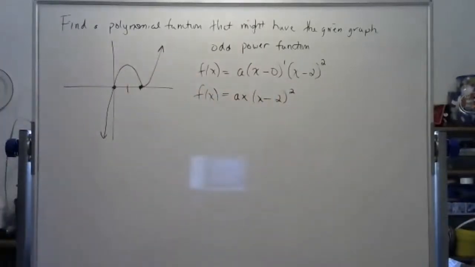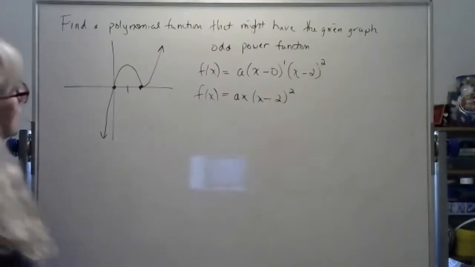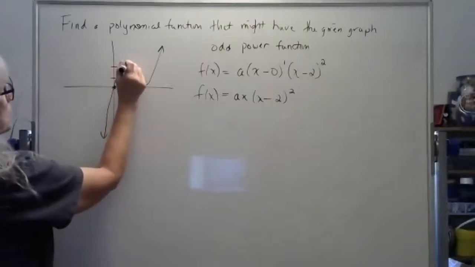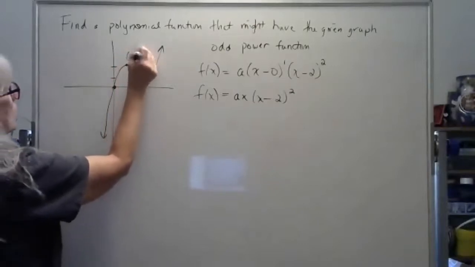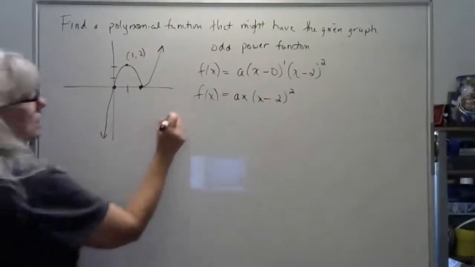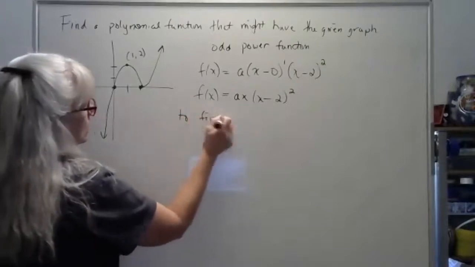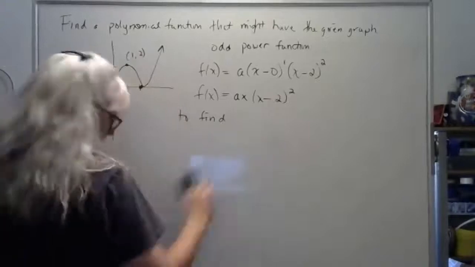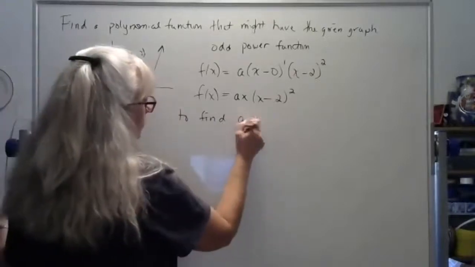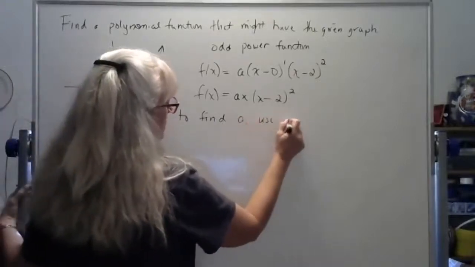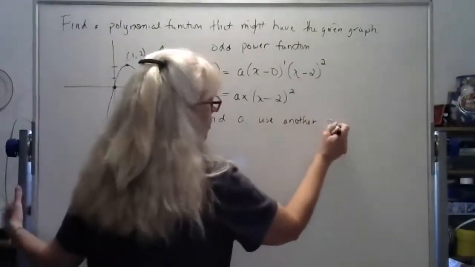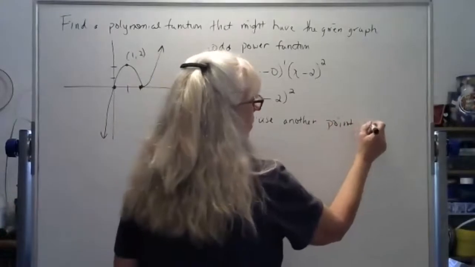Okay, so in order to find a, I physically need another point. And so on this particular graph, we have a point up here at 1, 2. So find a. We're going to use another point on the curve.